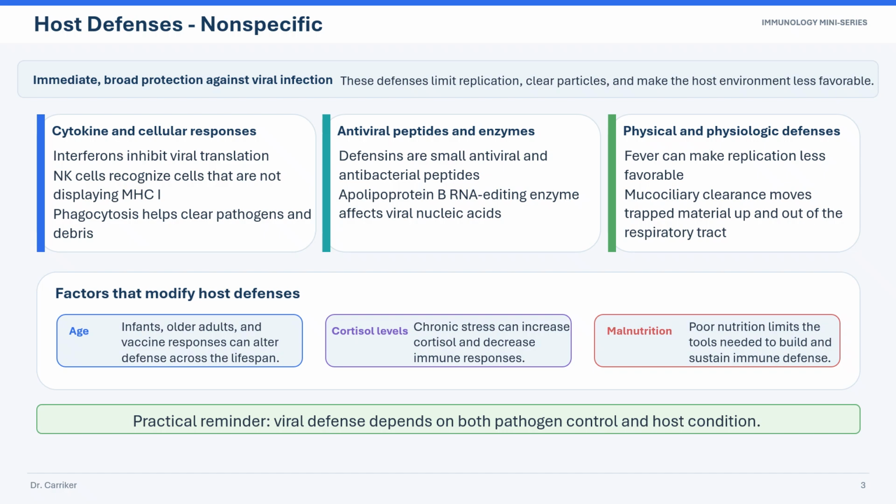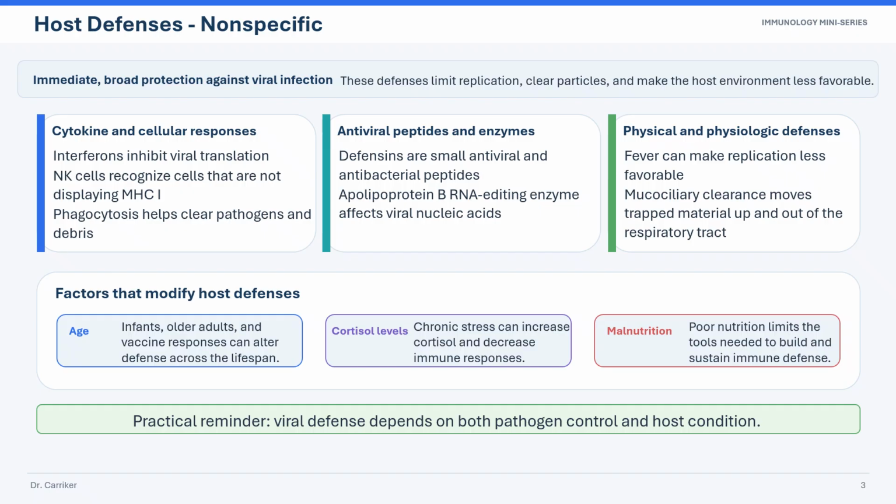One important example is the interferon response. Interferons are cytokines released by infected cells and nearby immune cells. Their job is to warn neighboring cells and help limit viral replication.